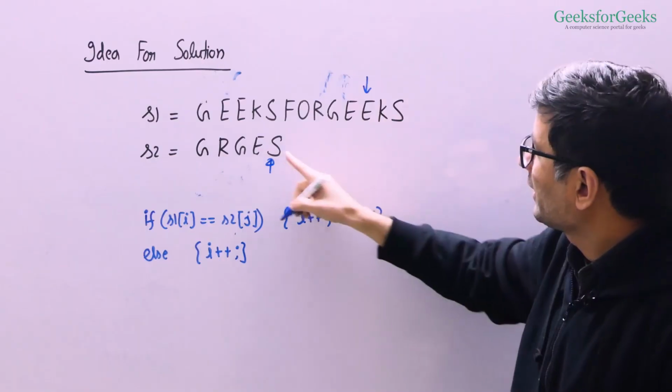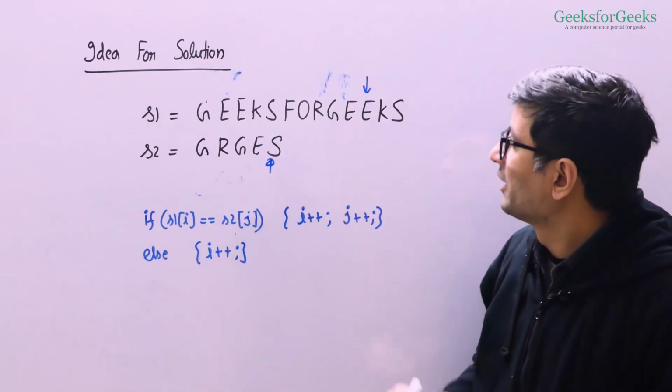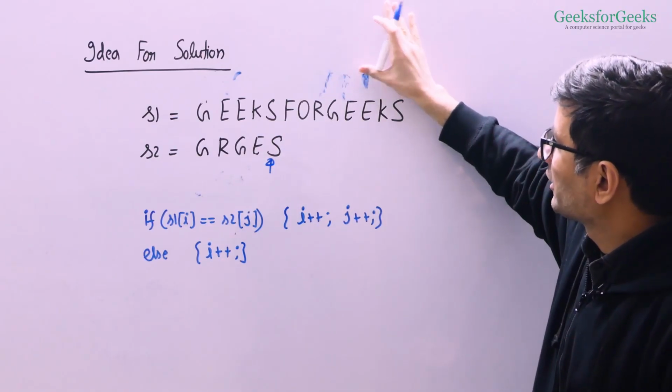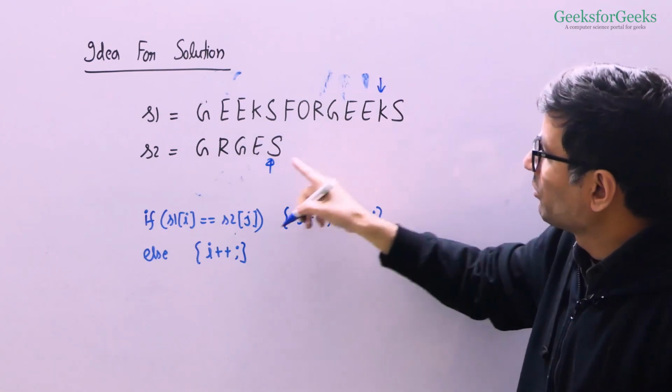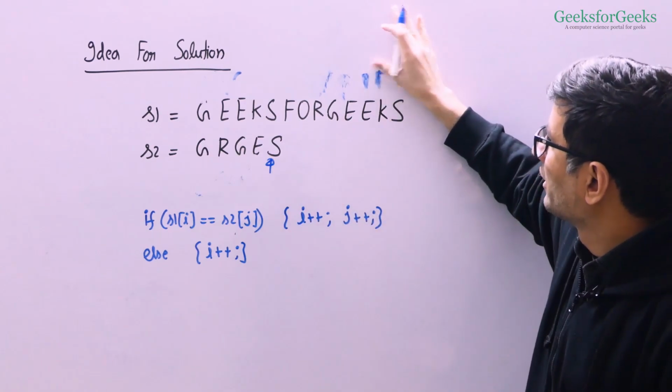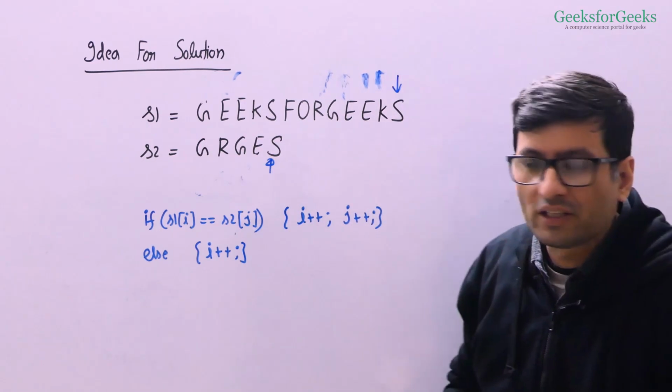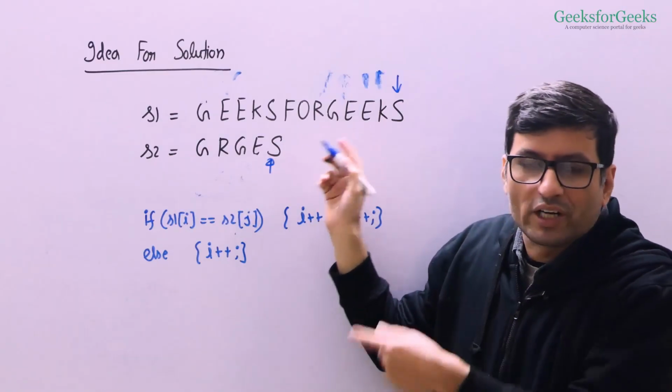Now we compare S and D, they are not matching. So we'll move ahead only in this string. Now again not matching, so we'll move ahead in this string. We'll come here. Now they both matched, right? So we move ahead in both these strings.